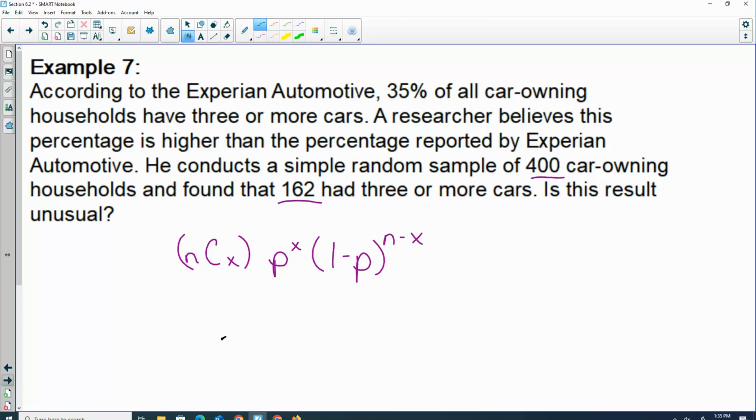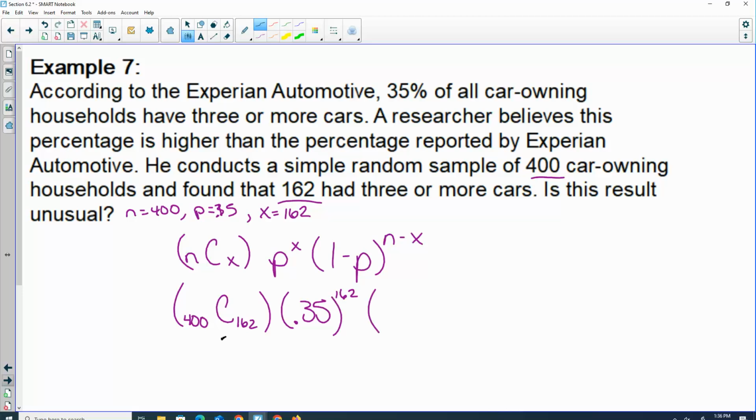Okay, what's my n? 400. What's my p? 0.35. Okay, and what's my x? 162. 400 choose 162. 0.35 to the 162. 1 minus that, to the n minus x, 400 minus 162.